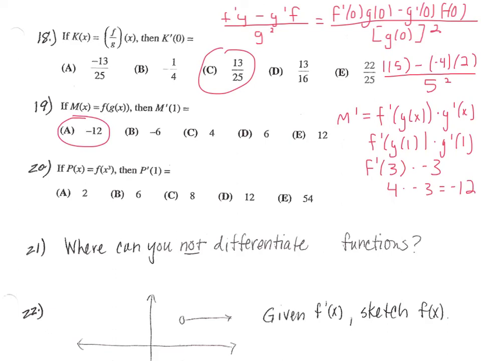For number 20, we know that p of x is f of x cubed. So if we want to find p prime of 1, we'll again have to do the chain rule. So we're going to have f prime of x cubed times 3x squared. And in this case, x is 1. So we want to know what f prime of 1 cubed is, which is just 1, times 3 times 1 squared. So f prime of 1 is 2. So we have 2 times 3, so 6.